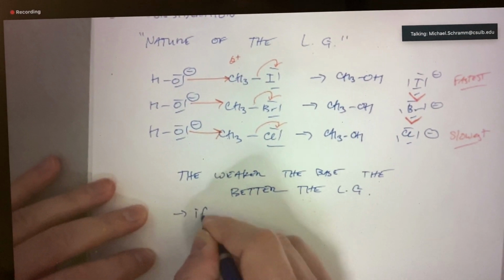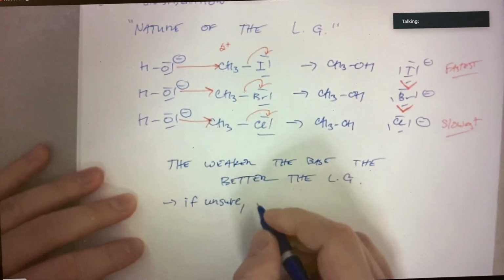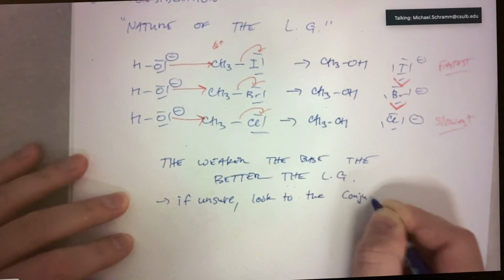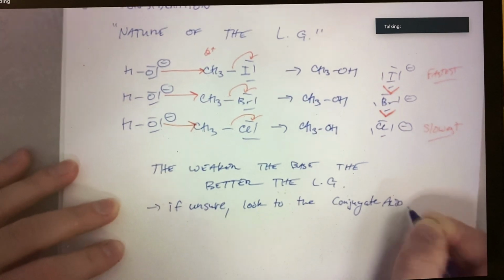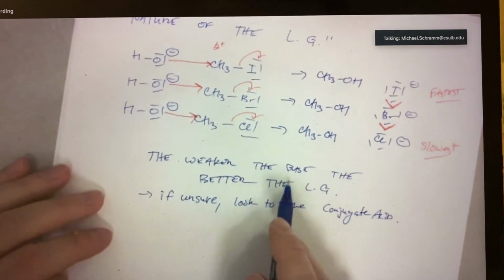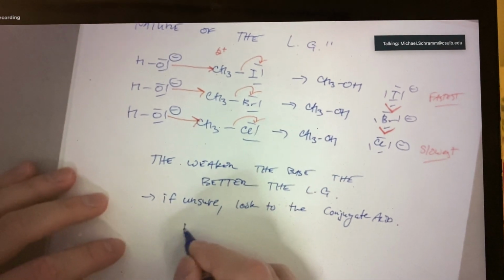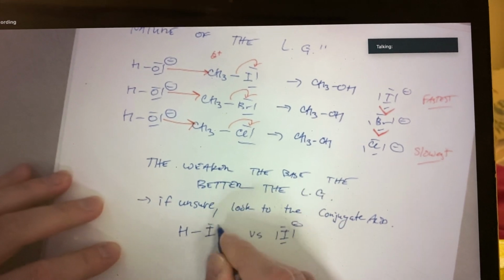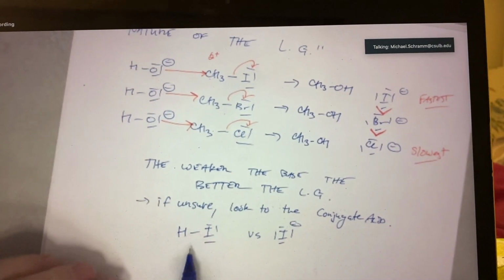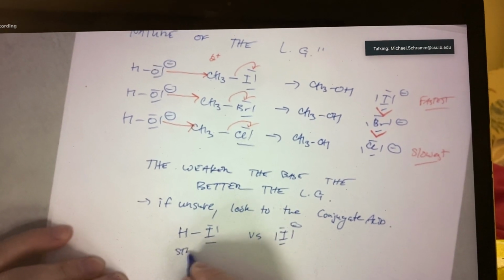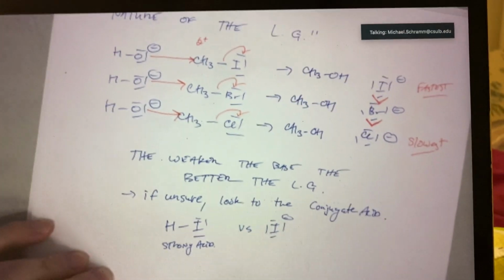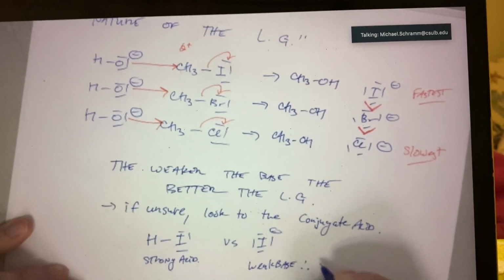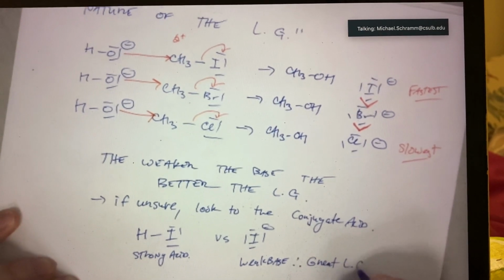If ever you're unsure, you can always look to the conjugate acid. If you're ever unsure about whether you have a weak base and a good leaving group, you can always look at the conjugate acid. HI versus I minus. HI, if you know, is a very, very strong acid. Based on the periodic trend, then you know that this is a weak base, and therefore, a great leaving group.